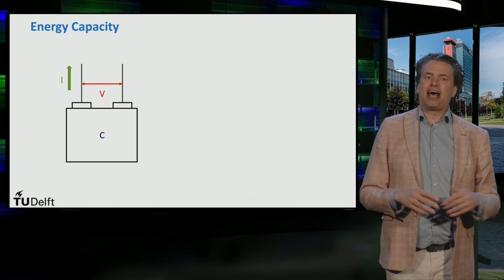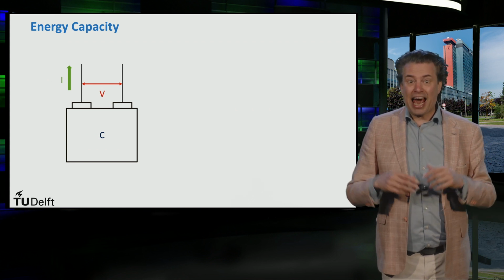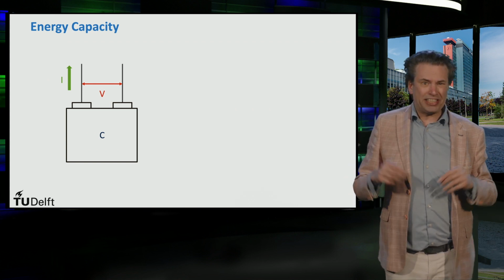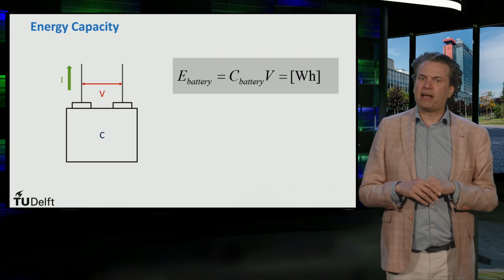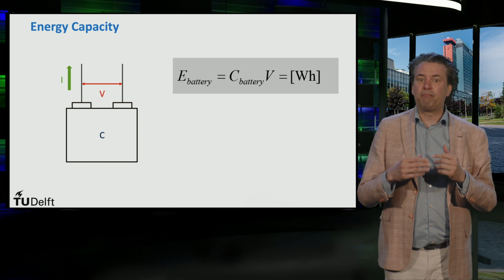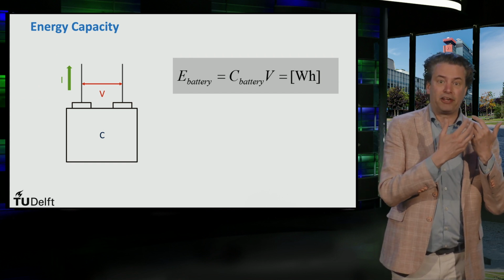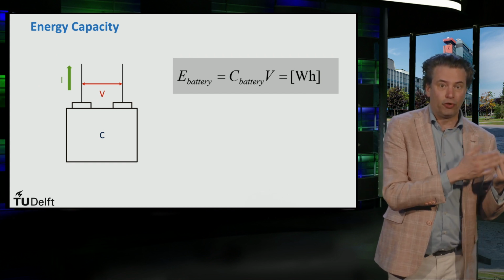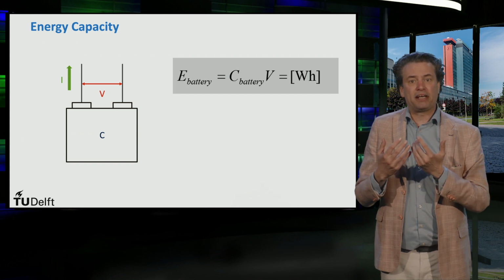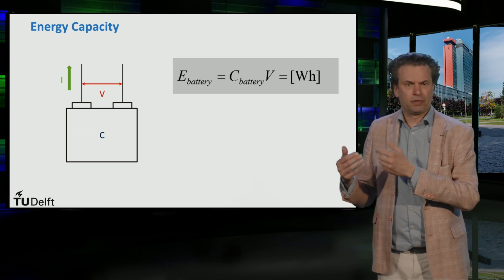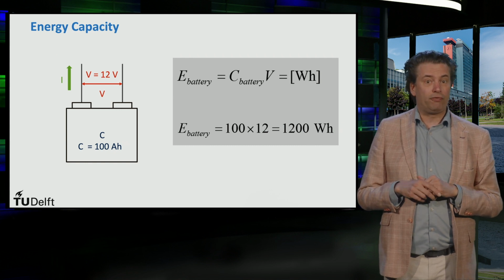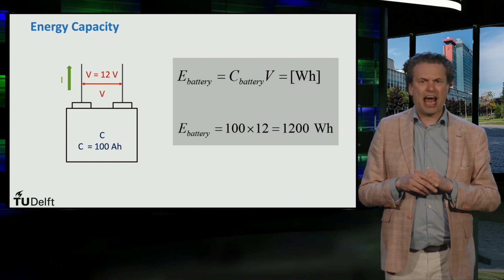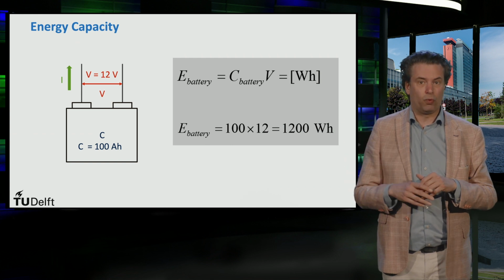Thus from the above set of parameters we can define the energy capacity of a battery, which is expressed in watt hours. The energy capacity of a battery is simply given by multiplying the rated battery voltage measured in volts by the battery capacity measured in amp hours. For example, a 100 amp hour 12 volt battery will have an energy capacity of 1200 watt hours.